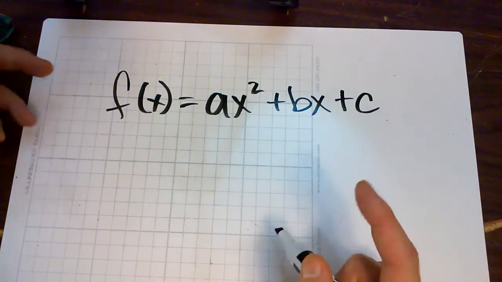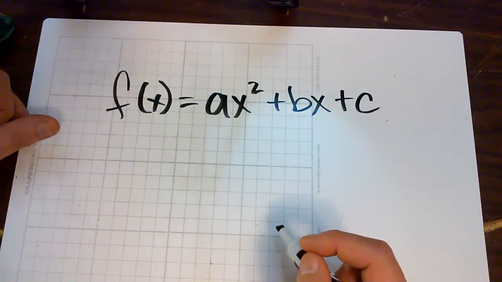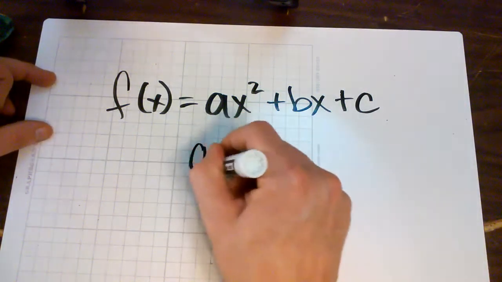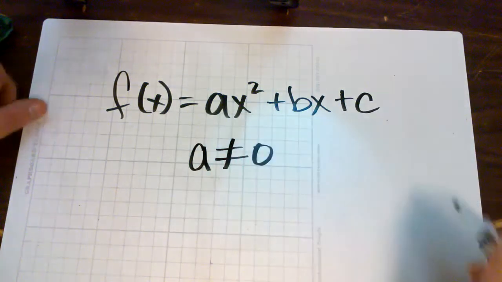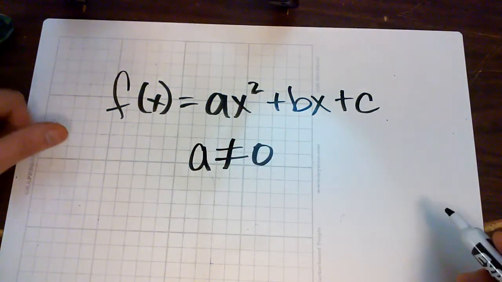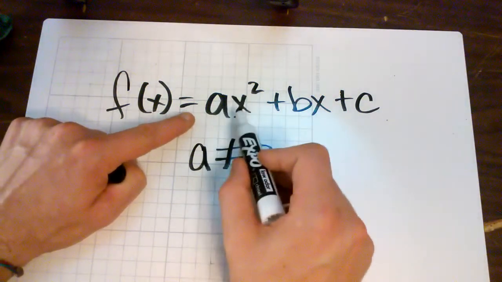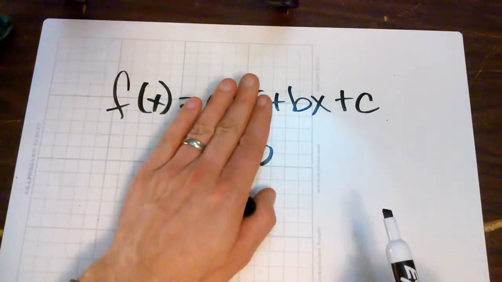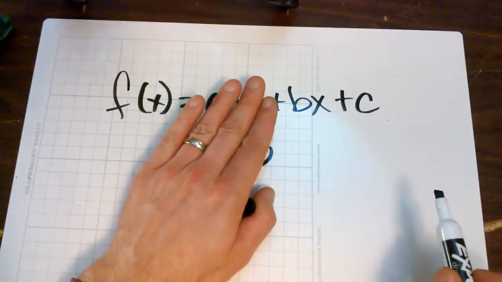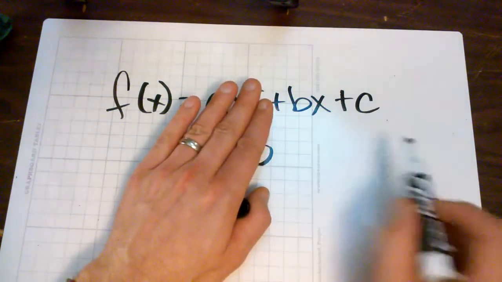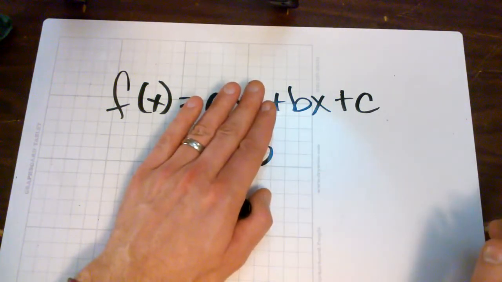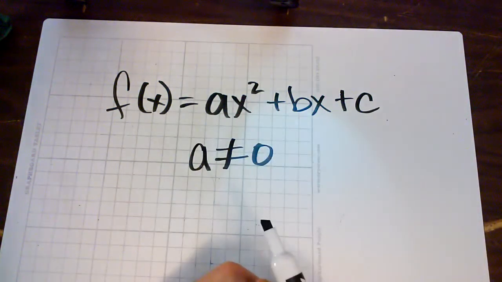We do have one important restriction here, and that is that a cannot be 0. All right, so if a is 0, let's just imagine that right there is 0. Well, then this whole term disappears, and what we're left with is linear, right? It looks a lot like y equals mx plus b. So this would make a straight line on the graph. That's a whole different family of functions. So this is the standard form of a quadratic.